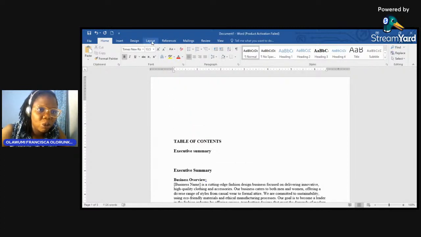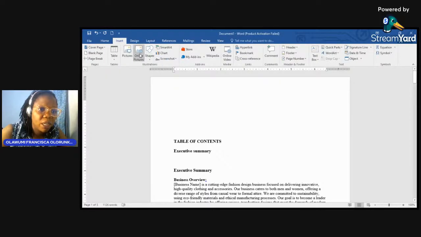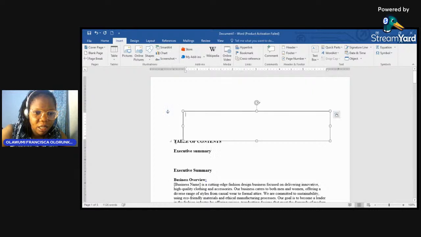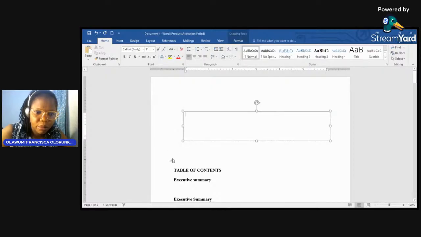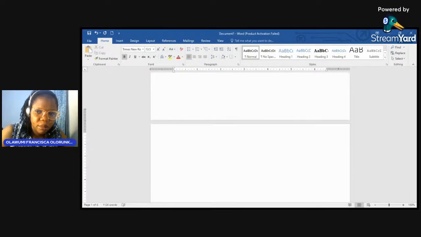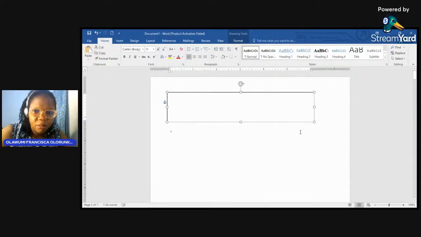So let's do that. Just go to layout, then come here to page layout. So the size is already there. Yeah, good. A4. Click on insert. So insert a text box. So click on insert. You understand? Okay, that's a lot, but I just want to show you how you can design a proposal.